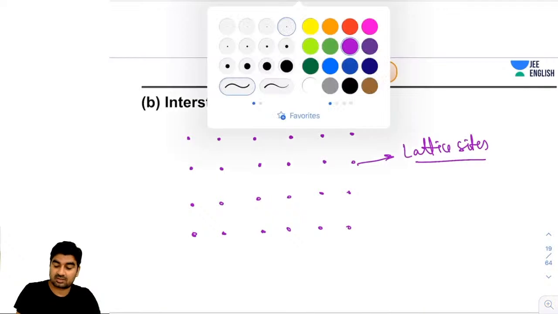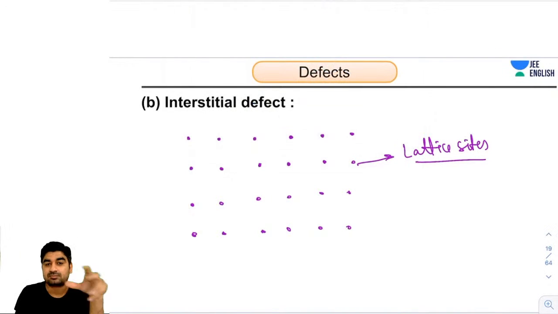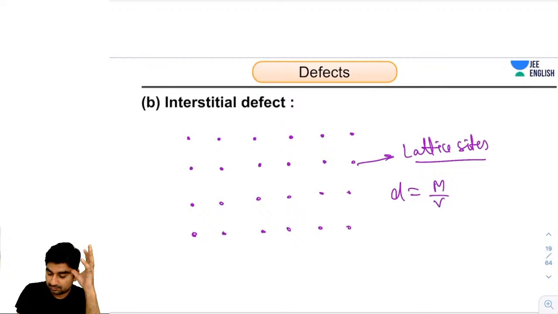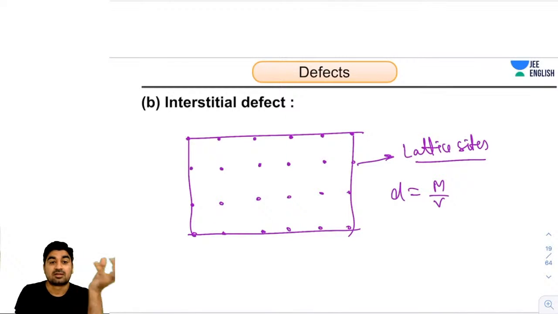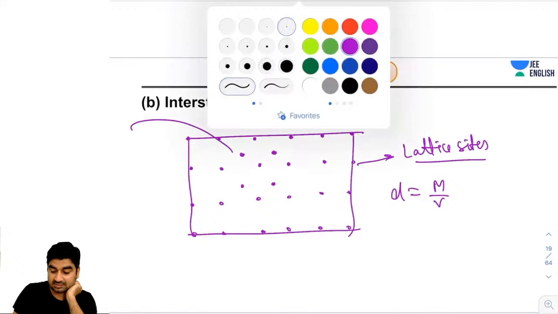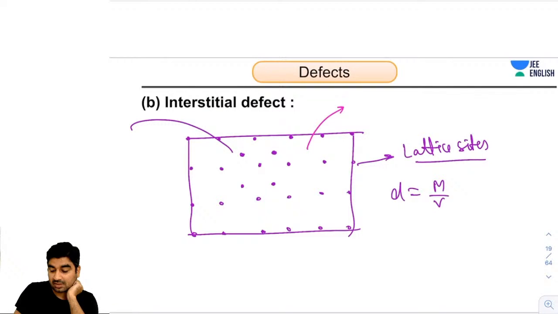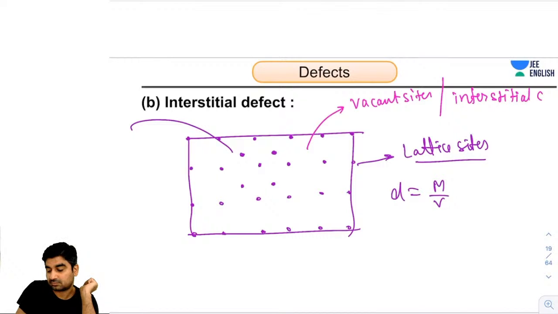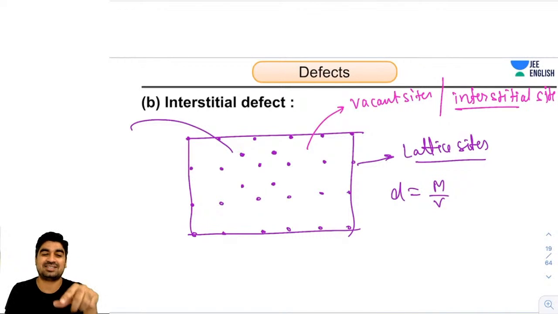Okay, now what is going on guys? Density will be mass by volume. What happens? This is your crystal. Now suppose there are some extra atoms. They come and occupy these spaces. These spaces guys, I call them vacant sites or interstitial sites. Guys, this interstitial is chemical name of vacant. It means empty. So vacant site is there.